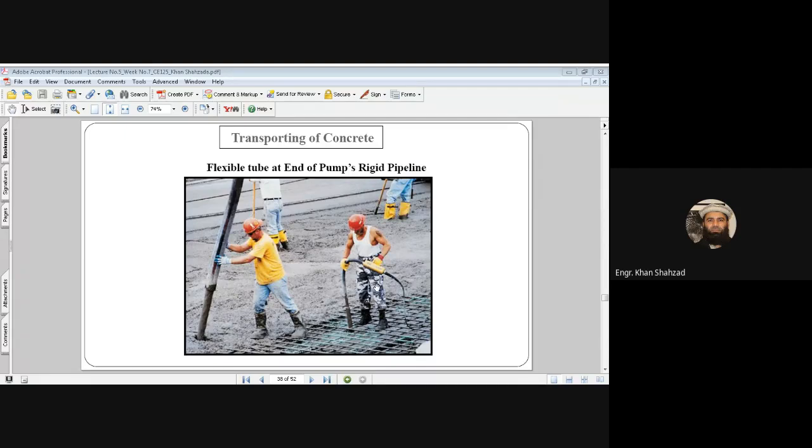Okay, and what is this? Vibrator, sir. Yeah, this is the vibrator with the help of which you can vibrate and compact the concrete. We will discuss it in the compaction topic as well.